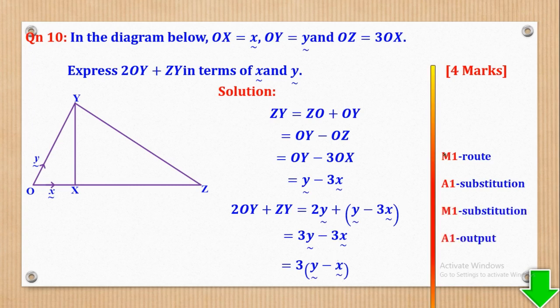Now let's see how much can be awarded. M1 was for the route and A1 for the substitution, M1 for the route and A1 for the substitution. So this A1 can be given at this step. That means that even if you don't factorize out, you'll still get the 4 marks.